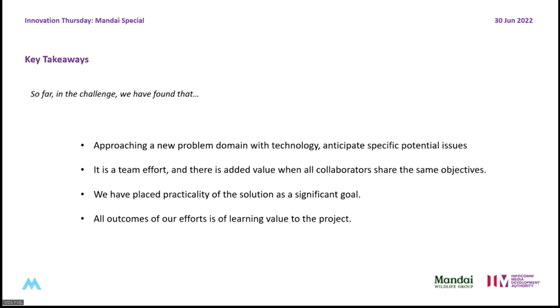And I think we failed a lot during the project. I think Yongjin can relate. So a lot, but everything is of learning value. I think it's good to document this and present it back to the Mandai group as well. It could be useful insights for future work on this project or even other projects.